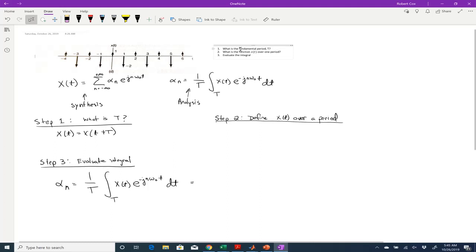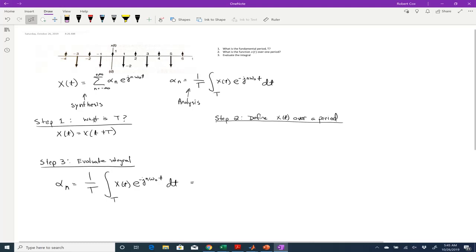So what's the fundamental period T? What is the function x of t over 1 period, so I can plug it into this integral and then evaluate the integral? All right, so let's do that. First, what is the fundamental period T?